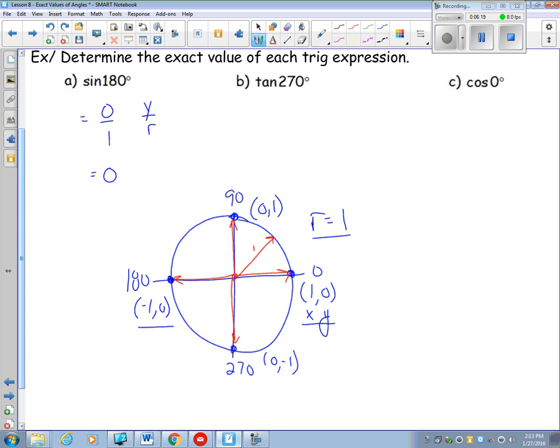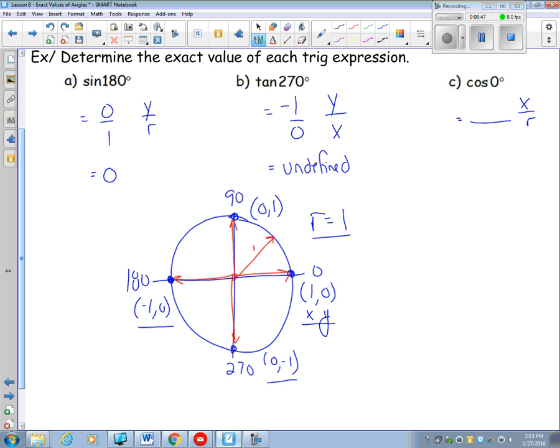The tan of 270. Tan of 270, that's y over x. From the unit circle, y is negative 1, x is 0. If you actually try to do that with your calculator, it says error. Okay, we call that undefined. Okay? It doesn't exist. So if you ever come across the word undefined, that just means you have a 0 on the bottom.